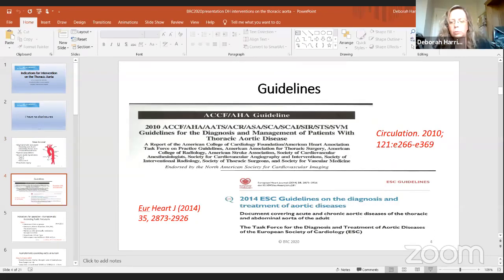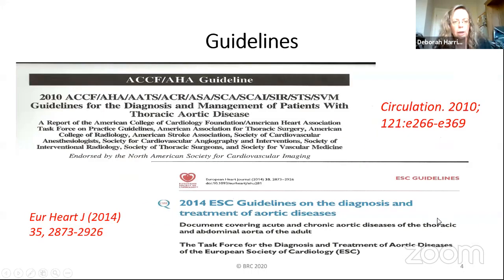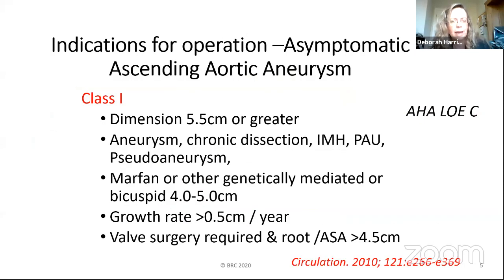Most of our practice worldwide is based upon these 2 sets of guidelines. The American Heart Association guidelines, which were published in 2010 in Circulation, and the European guidelines published a few years later in the European Heart Journal in 2014. And our daily practice is still based upon these guidelines, as is much of this talk. So I'm going to start with asymptomatic ascending aortic aneurysm. So this includes aortic root as well as ascending aorta. So the American guidelines state that there is a class 1 indication. So in other words, people should have surgery, should have intervention with a dimension of 5.5 centimeters or greater.